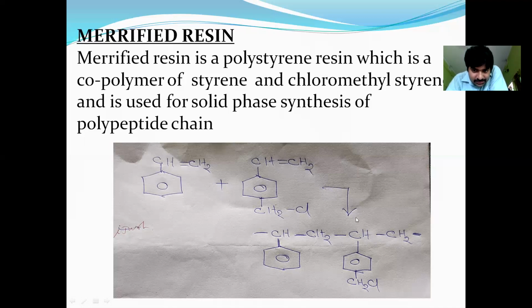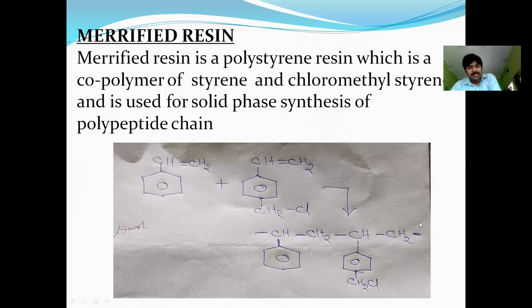This bond has become a single bond. And at the beginning of the first, before this CH, there will be a bond. Just see, before this CH, there is a bond. And after this CH2, there is a bond.